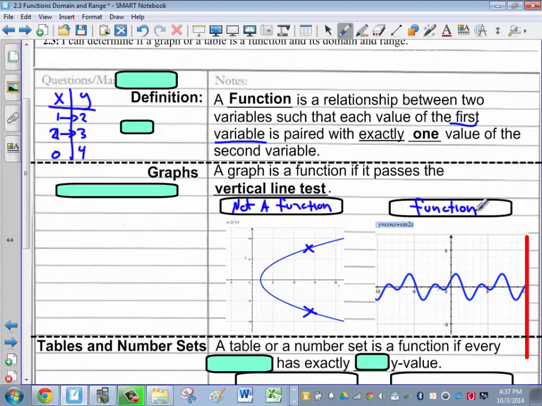So this is kind of the start for this. We're going to be talking about functions, domain, and range, and we're going to start to see what is a function and what isn't a function. And right off the bat, we're using this vertical line test to test whether these graphs are functions.